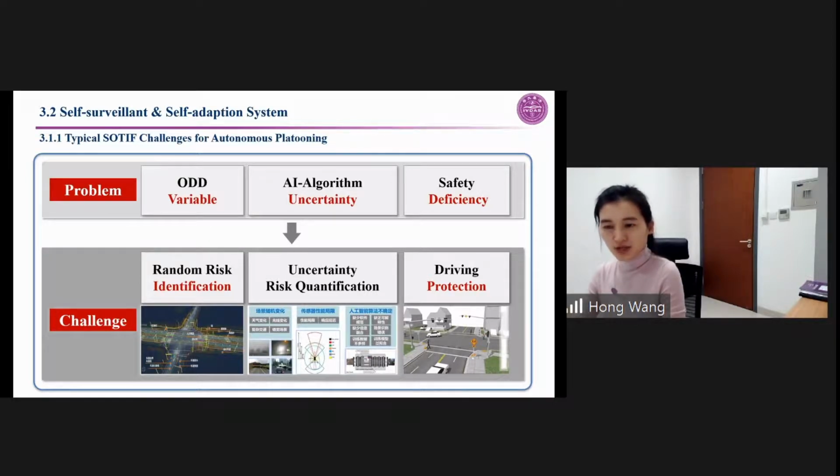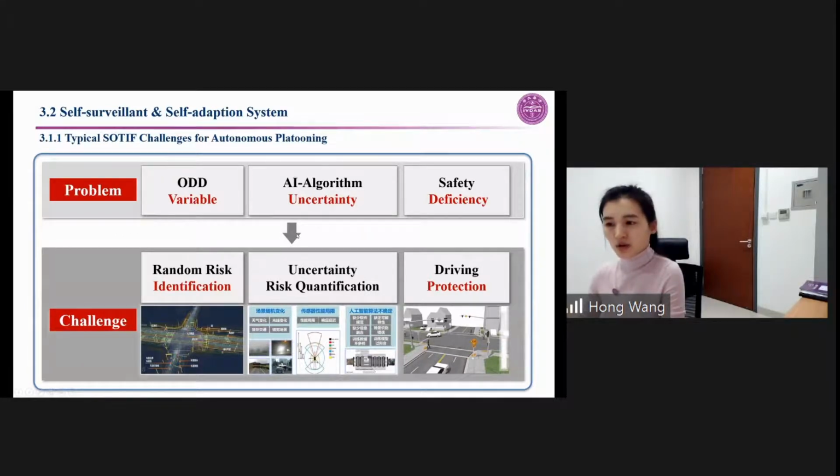The identification of this kind of random risk would cause SOTIF challenge. So it is hard to quantify or identify in real time. The second challenge is because of the artificial intelligence algorithm, which is the main aspect of the SOTIF issue, because the artificial intelligence equipped on the car is a black box. It has uncertainty and black box characteristics. So its uncertainty risk quantification is hard. We don't know what is known and what is unknown. So the artificial intelligence algorithm is the main challenge or the main SOTIF issue.